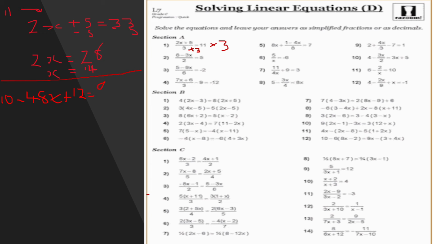When I have a minus on the outside of a bracket, I've got an invisible 1 here. So I'll have minus 1 times 3, which is minus 3, and then minus 1 times positive 4x, which is minus 4x. Simplifying each side down, I'm going to have 22 minus 48x is equal to 5x minus 3.